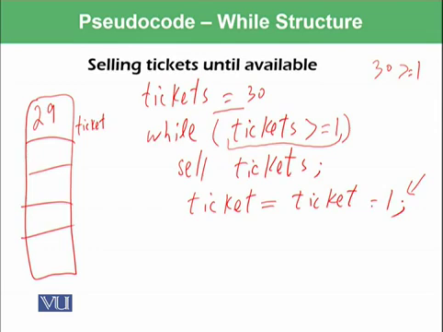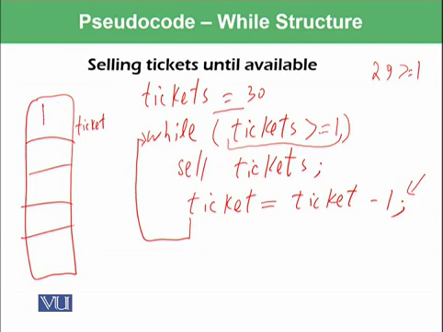Then it will go again from here to here and check the condition again: while ticket is greater than or equal to 1. This time ticket is not 30, ticket is 29. So 29 is greater than or equal to 1, the condition is again true, and it is going to sell the ticket, and then ticket is assigned ticket minus 1, and it becomes 28. It is going to keep on executing in the same way until we have 1.